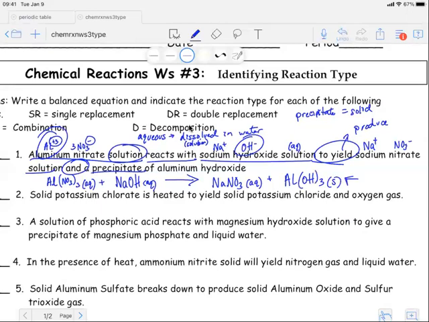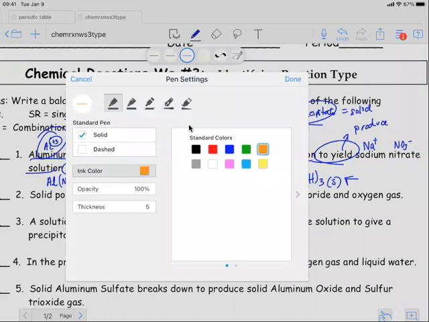And that solid comes from the word, oh my goodness, I'm so sorry. Precipitate. Oh, I had scrambled eggs. Okay. Let's go with, how about orange?